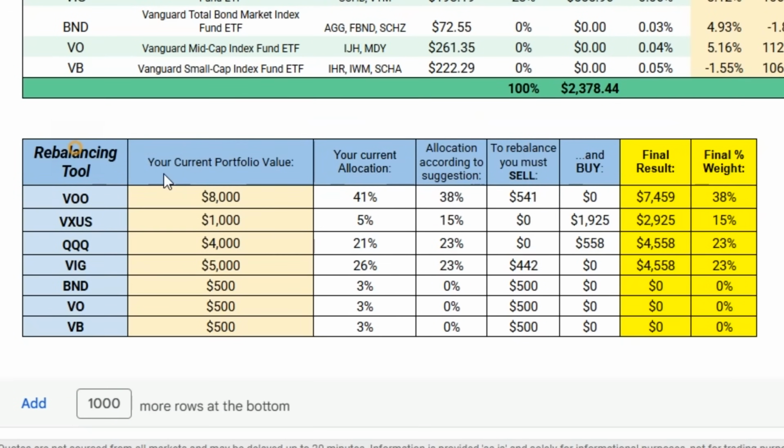Another thing I want to show to you is the rebalance tool down here. You just need to write your current dollar value in the single ETFs, and the tool tells you what you need to sell or buy in order to get to the exact percentages that the tool suggested above.